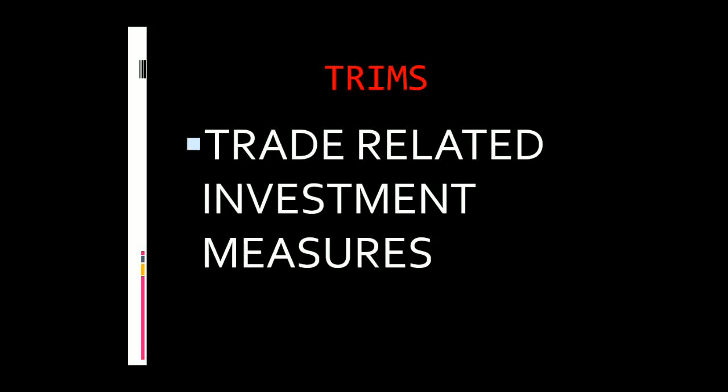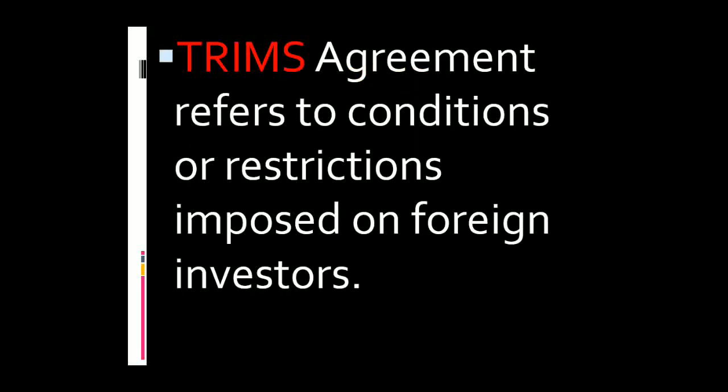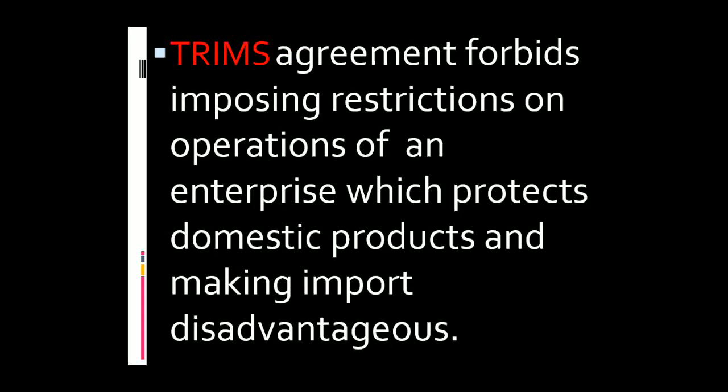Now we move on to TRIMS. TRIMS means trade related investment measures. TRIMS agreement refers to conditions or restrictions imposed on foreign investors. TRIMS agreement forbids imposing restriction operations of an enterprise which protects domestic products and makes import disadvantageous. That means it helps the domestic industries and it tries to curtail the imports.